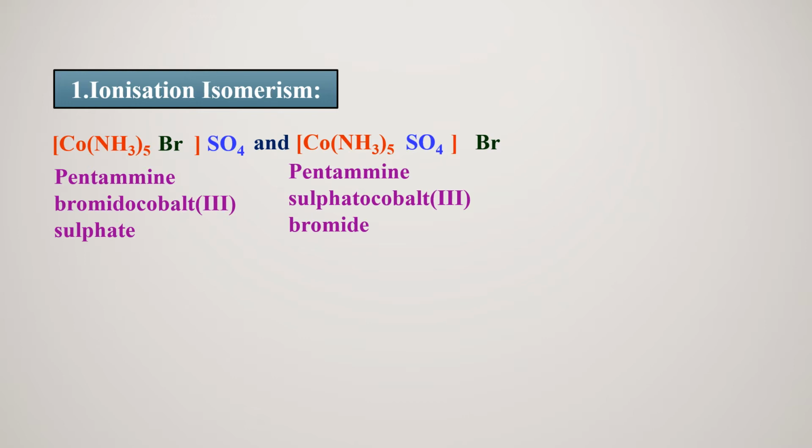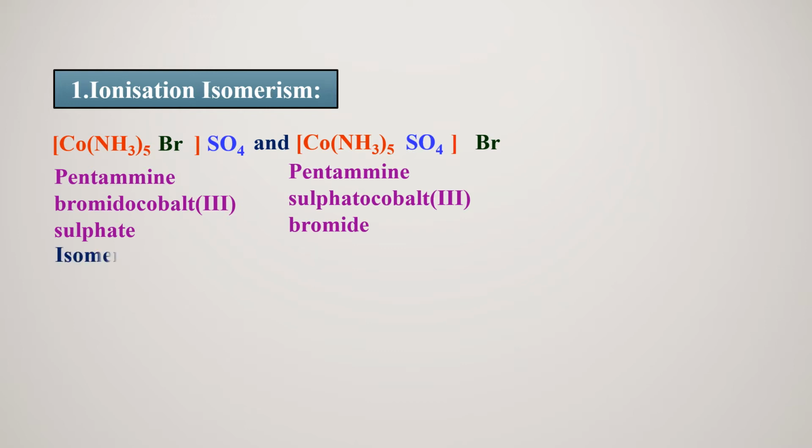So, same molecular formula. What difference are we finding here? They differ only in the counter ions. If you dissolve in water, here you will get sulfate ion, and here bromide ion. Sulfate will answer the sulfate test, that is the barium chloride test in analysis. Br will answer the AgNO3 test. We are finding only the difference in the counter ions.